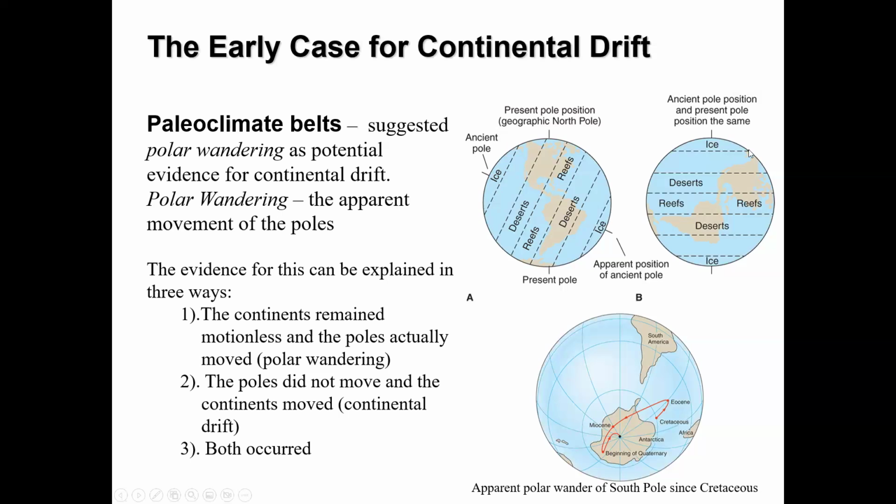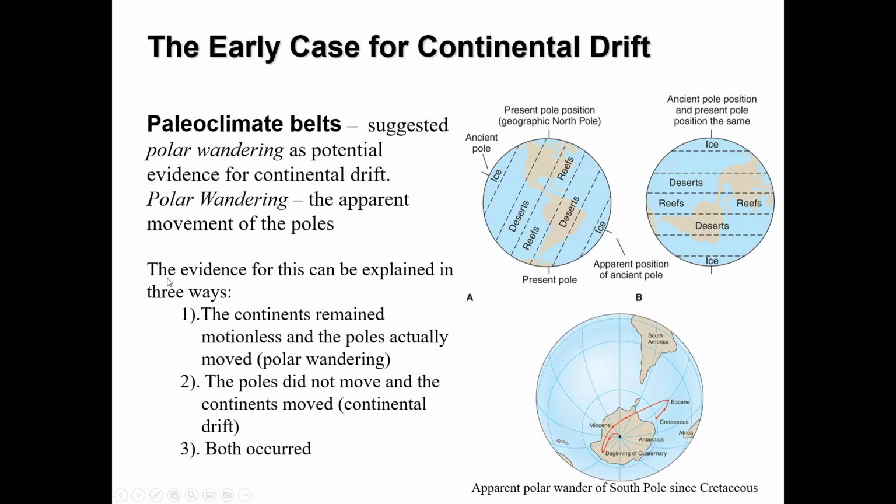There's another way to explain that over here. So this is scenario A, where the paleoclimate belts can shift because our pole is shifting. But scenario B over here is, actually, there may not be any polar wandering. Instead, it's the continents that are moving around that are creating these paleoclimate belts that we see. So in scenario B, the ancient pole position and the present pole position are the same, and the continents here are what are moving around to create this mismatch in the paleoclimate belts.